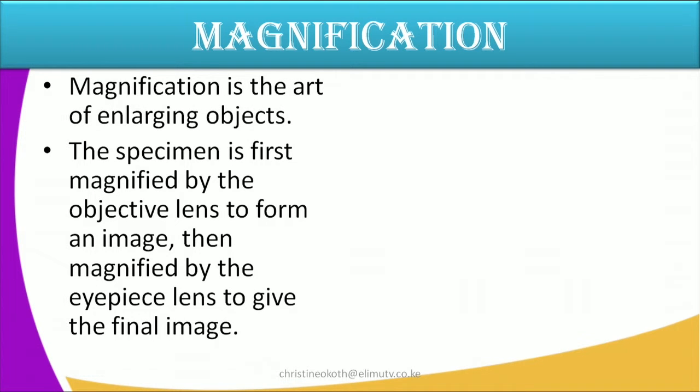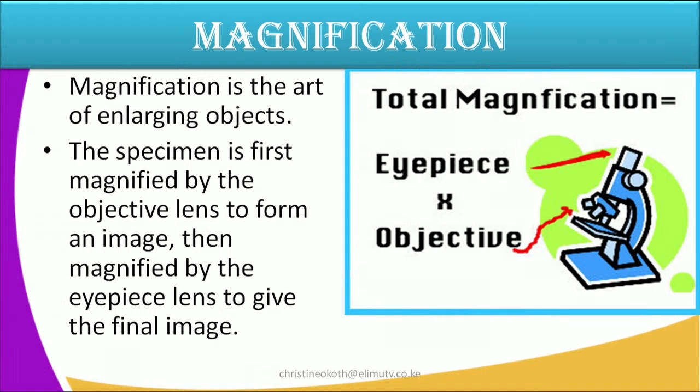So to the business of the day on magnification. We defined magnification in the last lesson and we just said magnifying, just from the word to magnify, it means to enlarge something. So magnification is entirely to enlarge an object. If you are enlarging an object and you're using the microscope, and you're viewing it, the specimen is first magnified by the objective lens when you put the specimen on the slide.